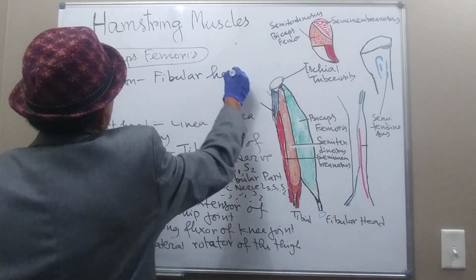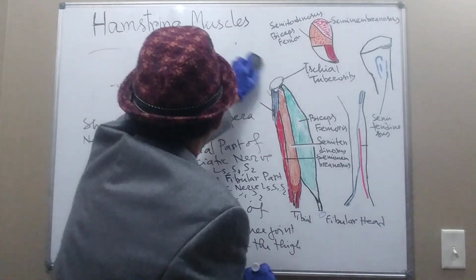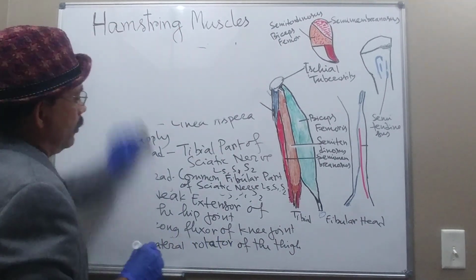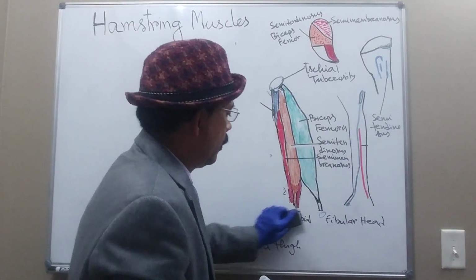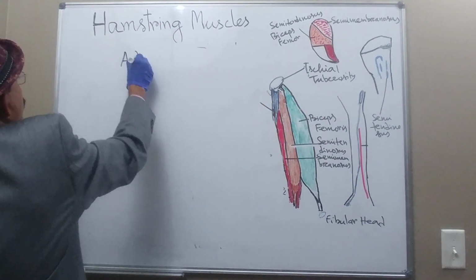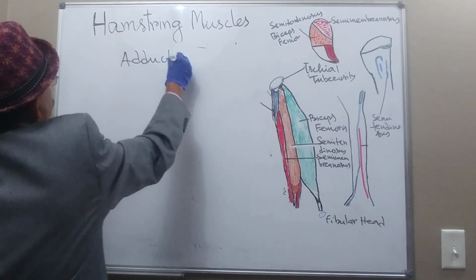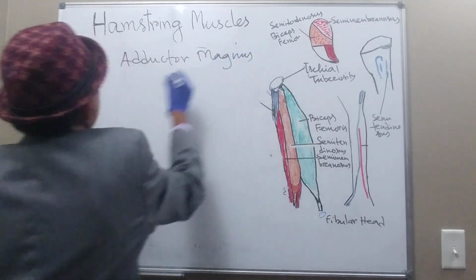Okay, we got insertion, nerve supply, and action. Then we have one more muscle that is important to us. That is the adductor magnus muscle. Adductor magnus has a hamstring part.